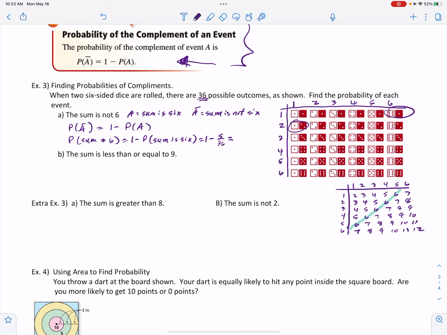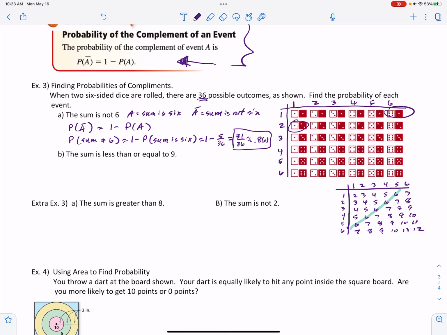And that's easier than counting up all the other ones where the sum is something other than 6. 1 minus that is 31 out of 36, which is about 0.861, or 86.1%. Okay, part B, the sum is less than or equal to 9.